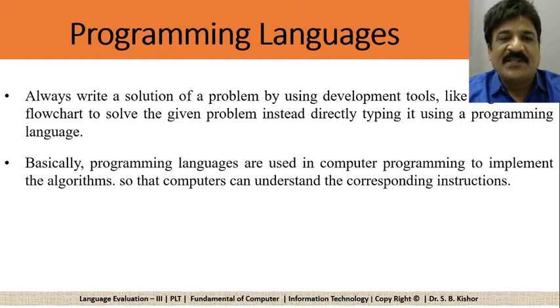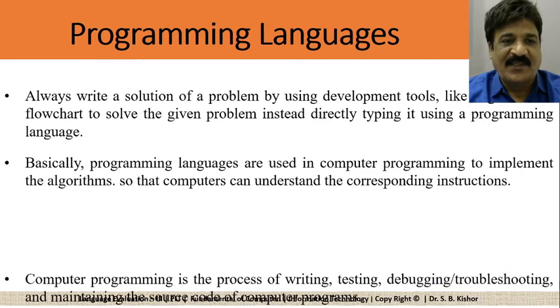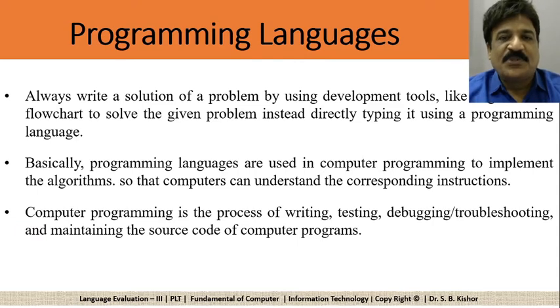Basically, programming languages are used in computer programming to implement what? To implement an algorithm so that the computer can understand the corresponding instructions. Computer programming is the process of writing, testing, debugging, troubleshooting and maintaining the source code of a computer program. Unlike an algorithm, where we simply write the algorithm, when you write a program, you need to do a lot of things.